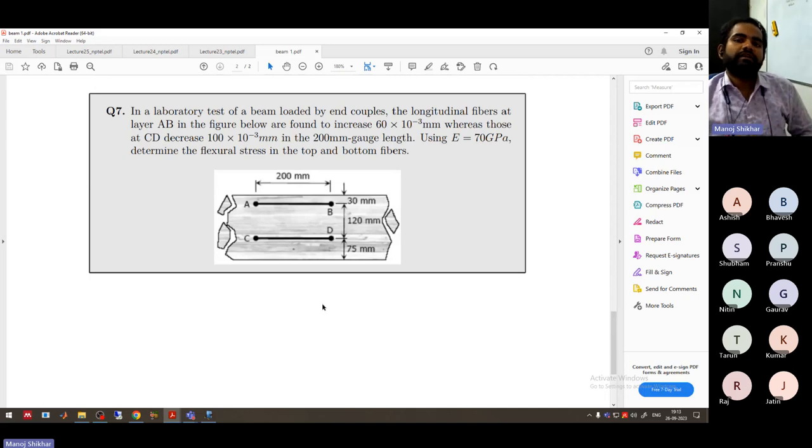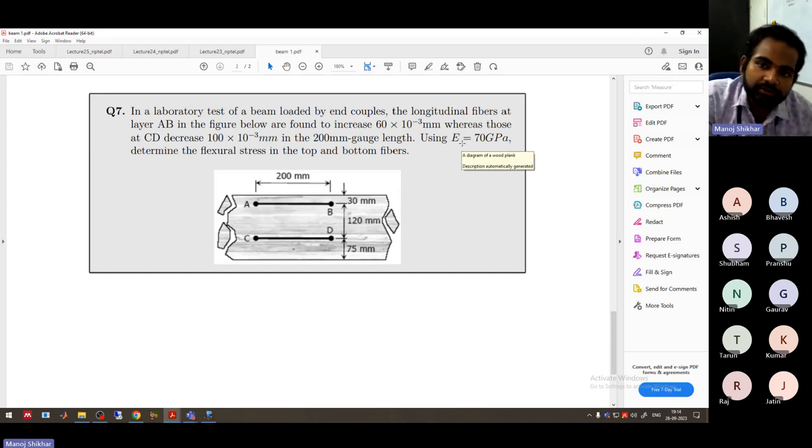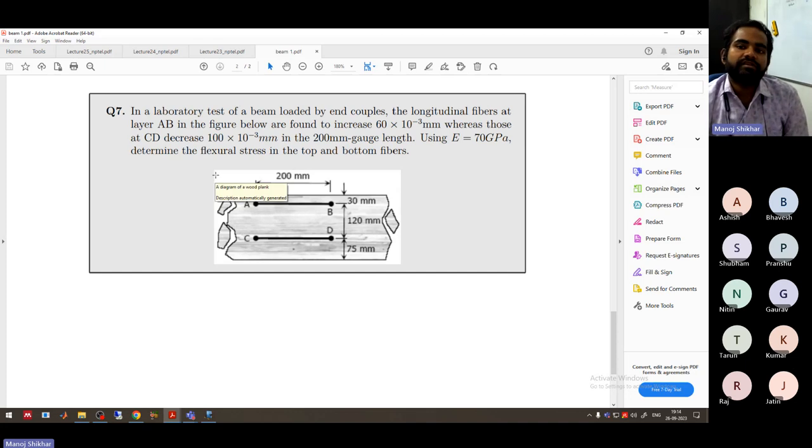So in question number 7, they have given that in a laboratory test of a beam loaded by end couples, the longitudinal fibers at layer AB, so this is our layer AB, are found to increase 60 into 10 power minus 3 mm, whereas those at CD decrease 100 into 10 power minus 3 mm. In the gauge length, the length is 200 mm. They've given you E equal to 70 GPa. Determine the flexural stress in the top and bottom fibers. So you have to find what will be the stress at the top fiber and the bottom fiber.